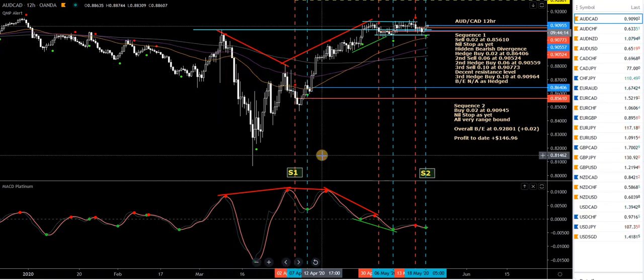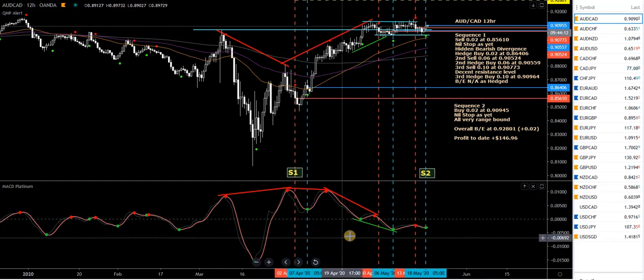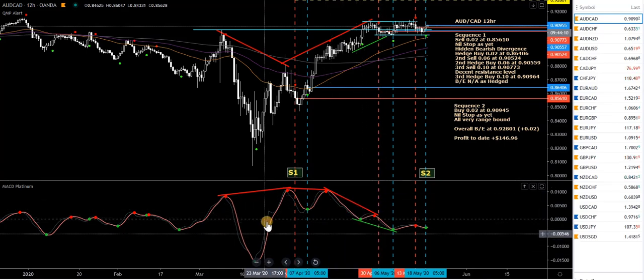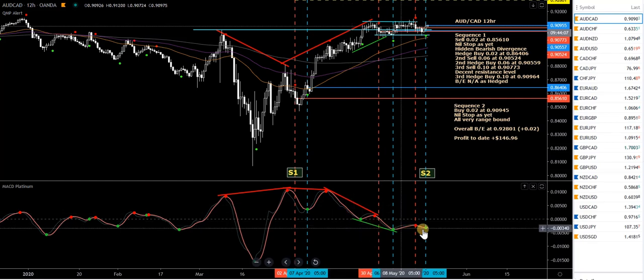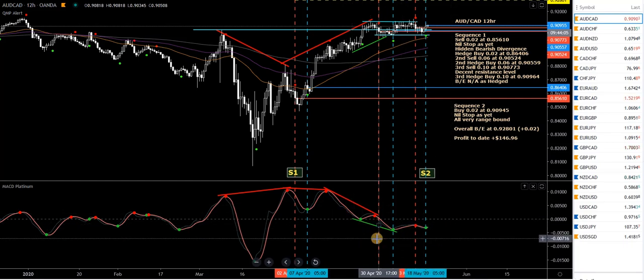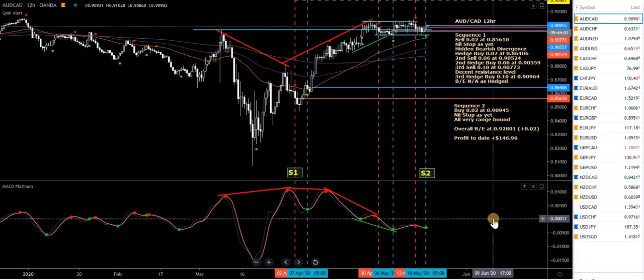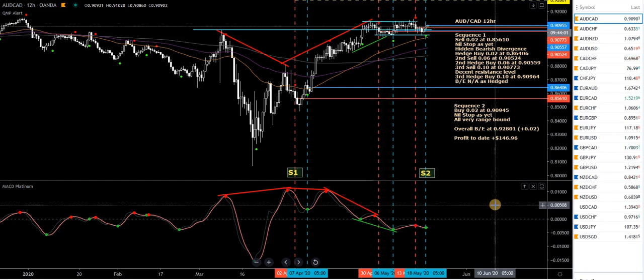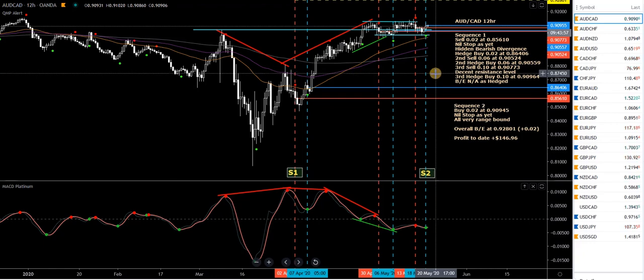Now, this is indicated down here as the MACD Platinum. So it's basically a zero lag MACD that oscillates around the 0 level. I'm looking to buy when it's below the 0 level, which is this dotted grey line. I'm looking to sell when it's above the 0 level. So I've taken these 2 buy trades this morning.